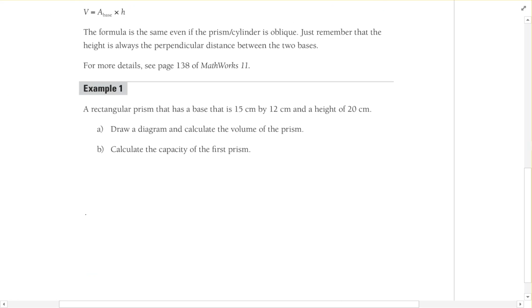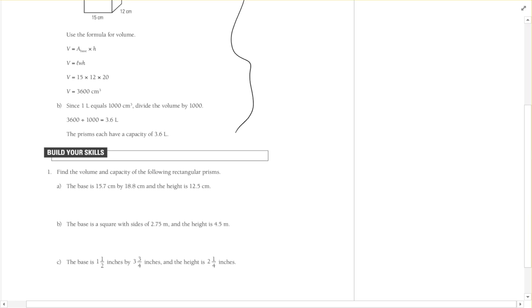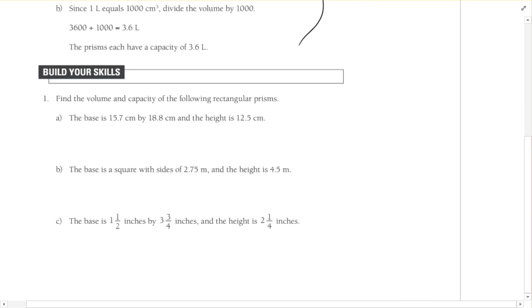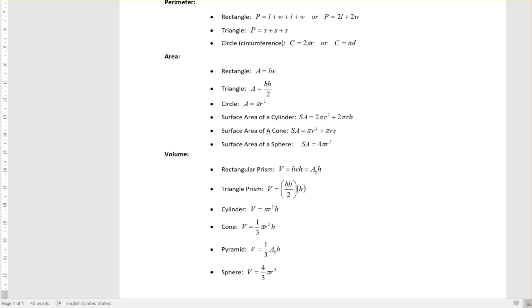So here's example one. You can look through that one. It's already done here for you to give you an idea. But let's start on number one here. It says find the volume and capacity of the following rectangular prisms. So the volume of a rectangular prism, looking at your formula sheet, volume is equal to length times width times height, which is equal to area of the base times height. I'll show you what I mean by that.